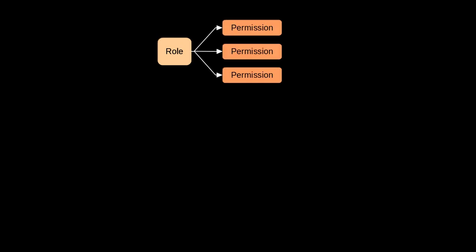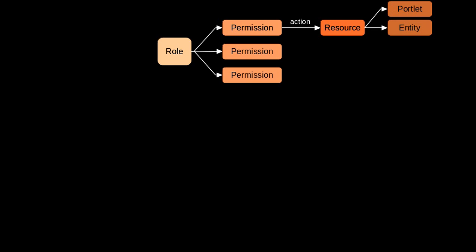Liferay manages permissions via roles. A role is a collection of permissions. A permission is an action on a resource. A resource could represent a portlet, an entity, or a file.